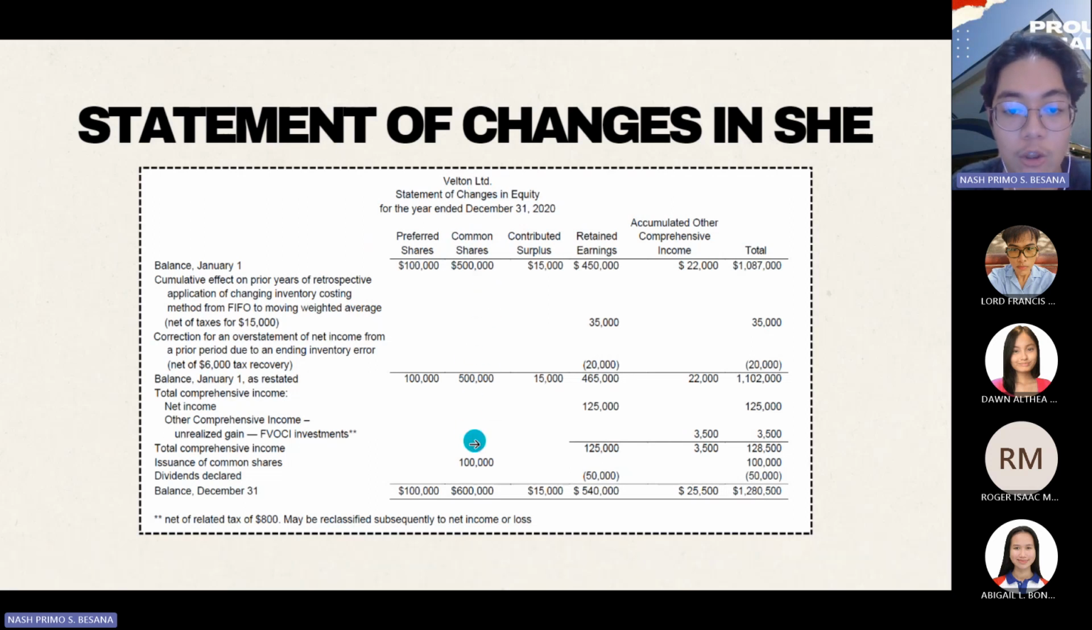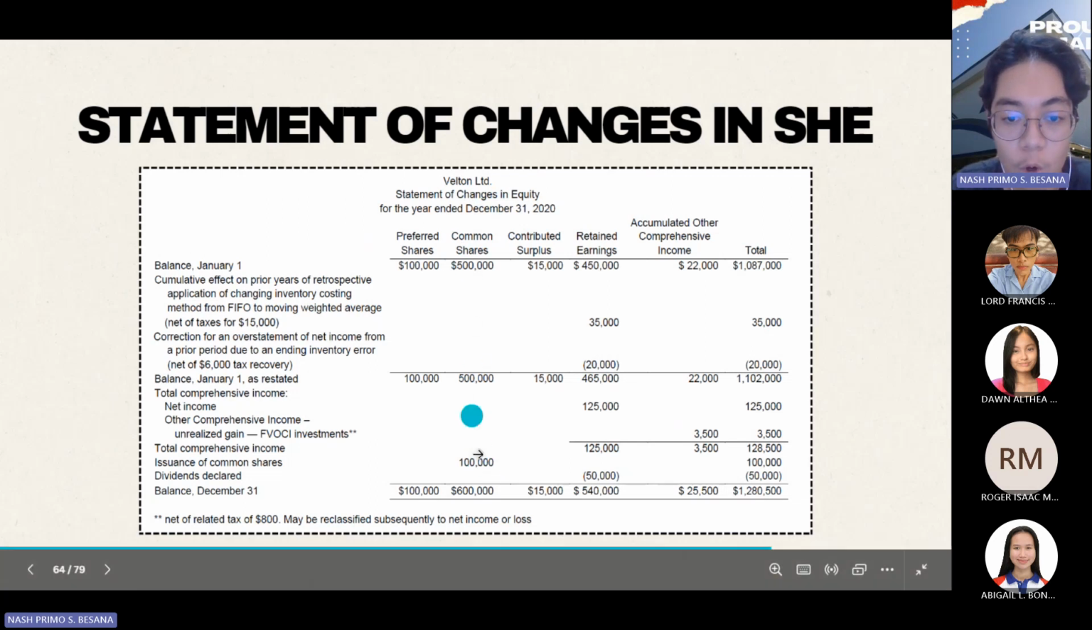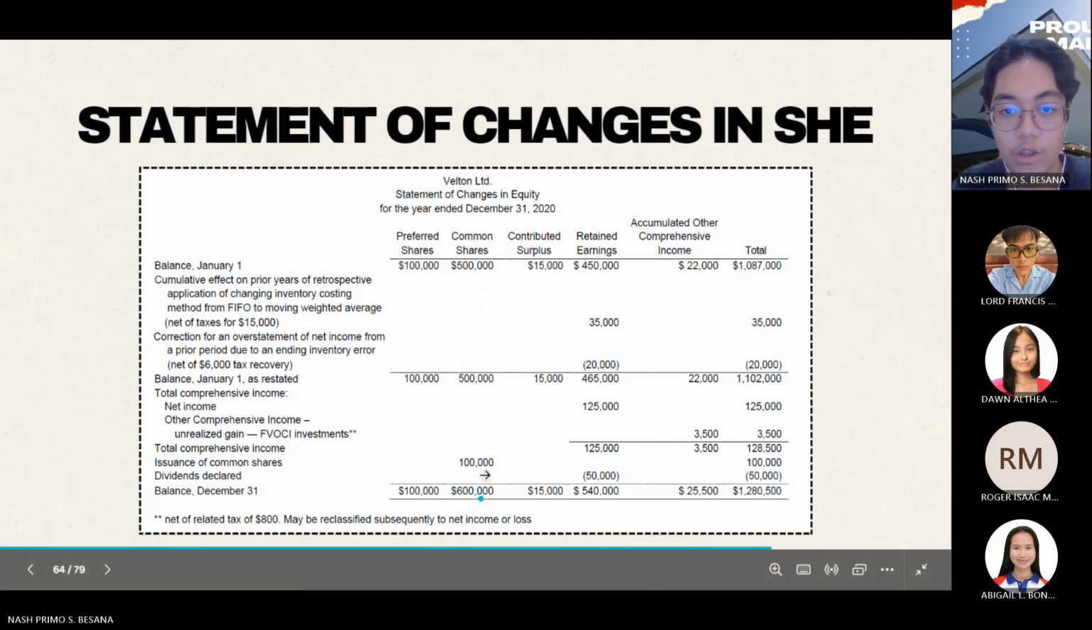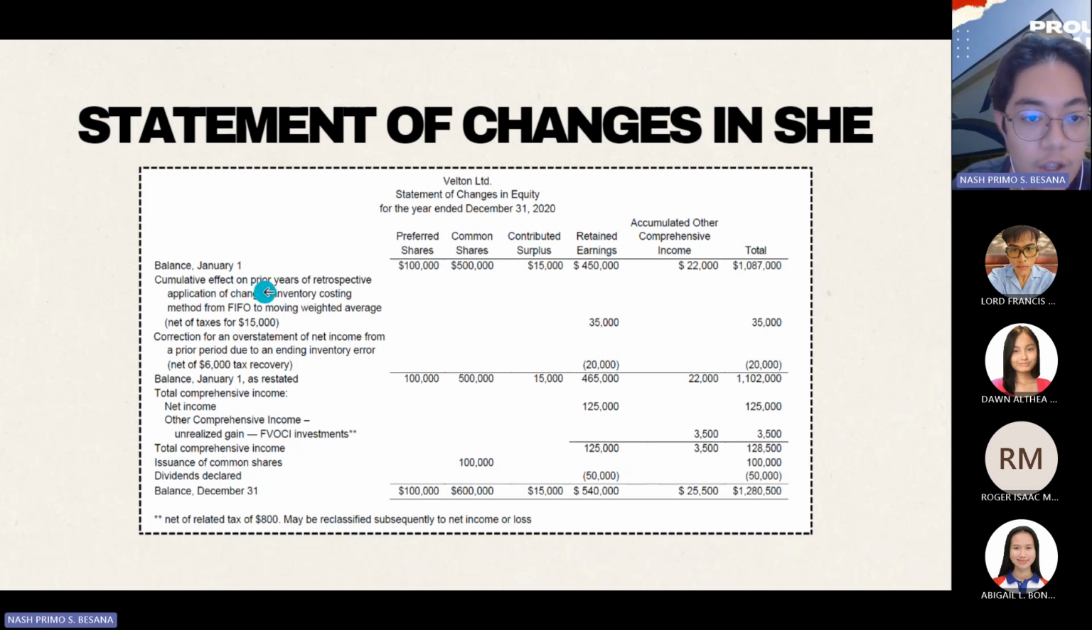So, to trace back, bakit nga ba daw tumaas, pwede niyong tignan yung column, merong 100,000 na nalagdag. And from which financial event? Nag-issue daw ng common shares. So, nadagdagan, kaya naging 600,000. So yung share premium wala ding change. Si retained earnings, ayan, merong cumulative effect on prior years. So merong changes in policy.